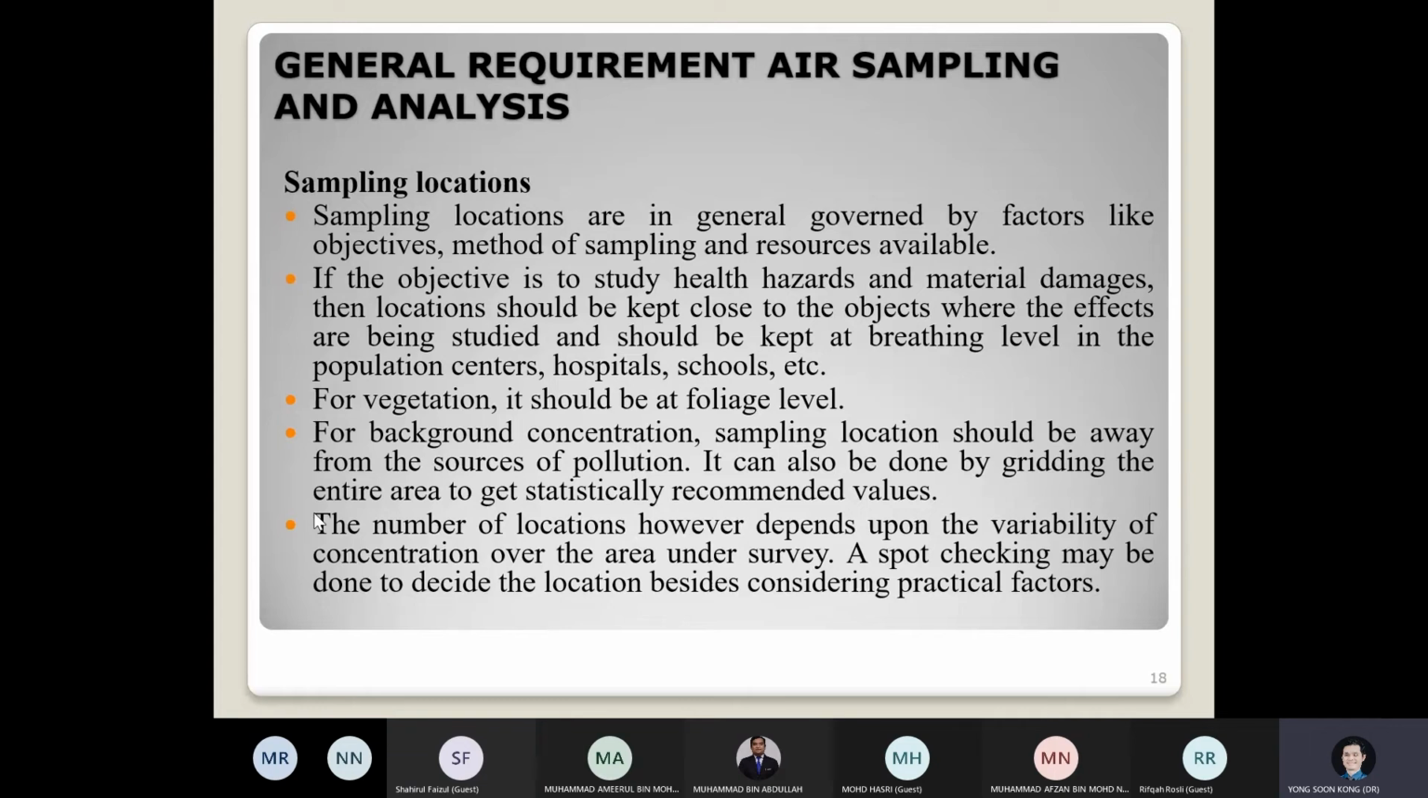So background you also need to determine, and usually the background is a location which is far away from the source of pollution. Once you determine the grid, then you know where the source is and where the background is. The number of locations you sample depends on how good the data you want, and also how deep your pocket is. Of course we want to analyze as many as possible if we have the money, but most of the time you don't. So you have to be smart and determine the locations that will give you the best result.